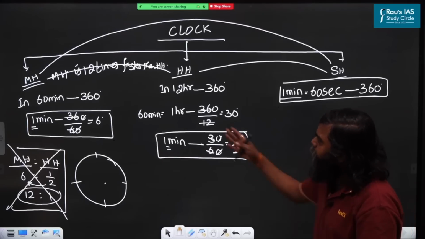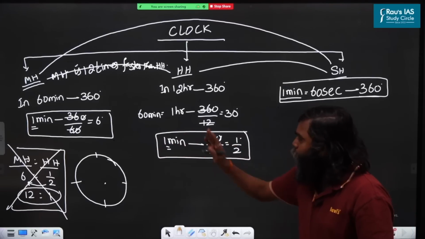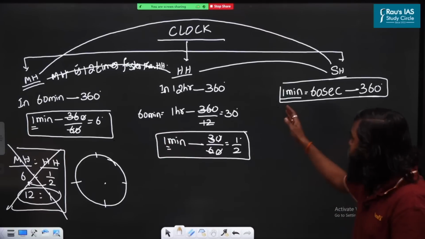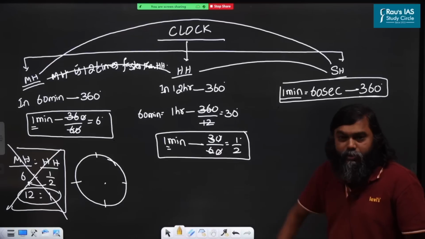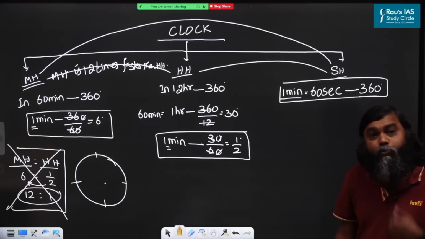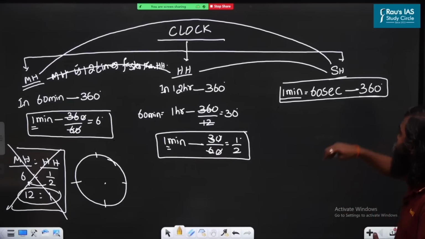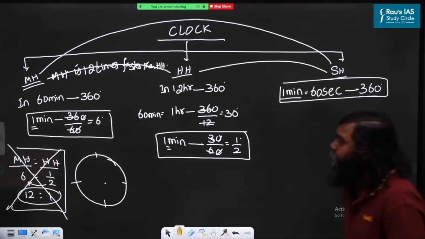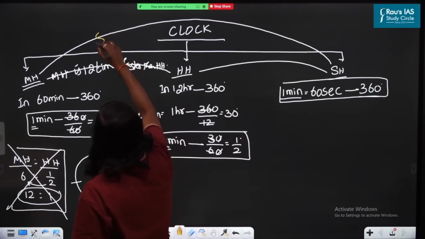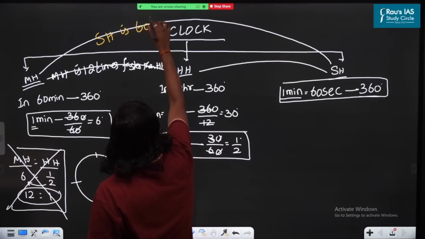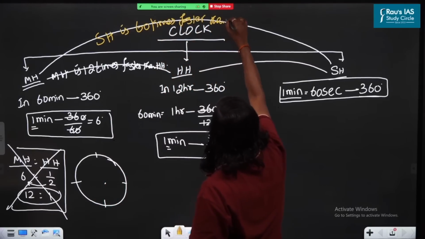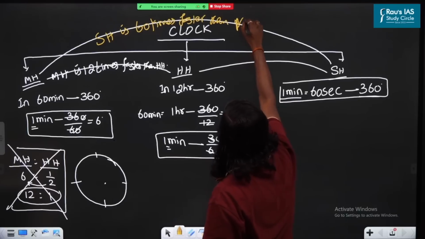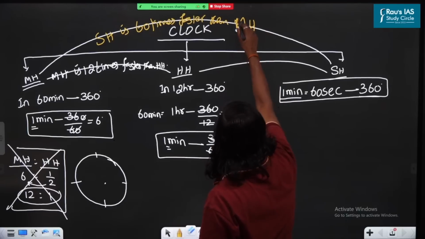Now I am comparing the minute hand with the second hand. 1 minute 6 degrees, 1 minute 360 degrees. Who traveled more? The second hand is faster than the minute hand. How many times faster? How does 6 become 360? Multiply by 60. So the second hand is 60 times faster than the minute hand.